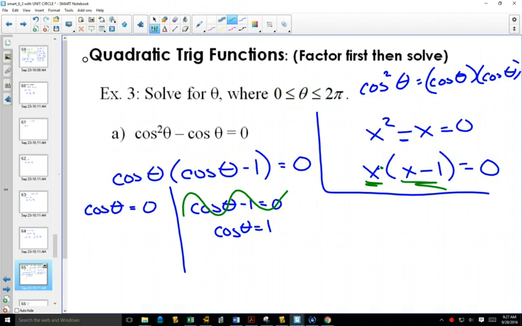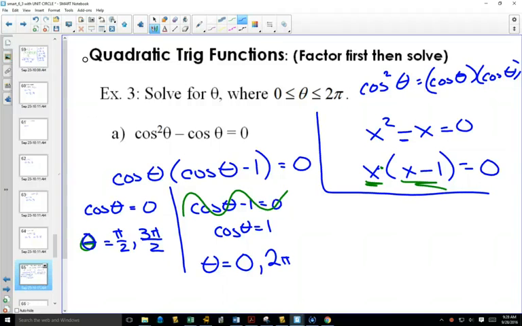Now that we've factored and we've solved these parts, now we can still solve for theta. Is 0 ever an x coordinate? When? Think about your unit circle where the x coordinate is 0. Those are your axes, the ones at the top and the bottom. Is cos theta ever equal to 1? Right at 0 and at 2 pi.